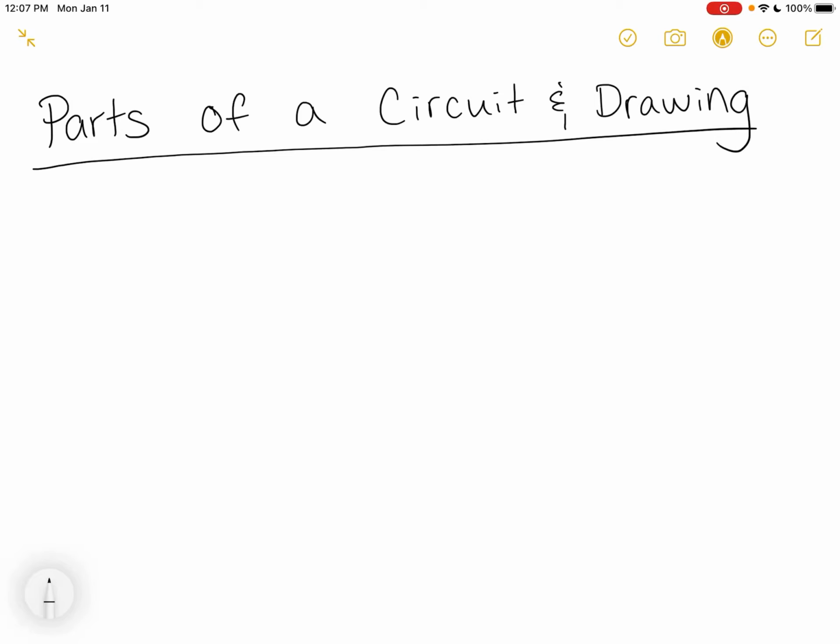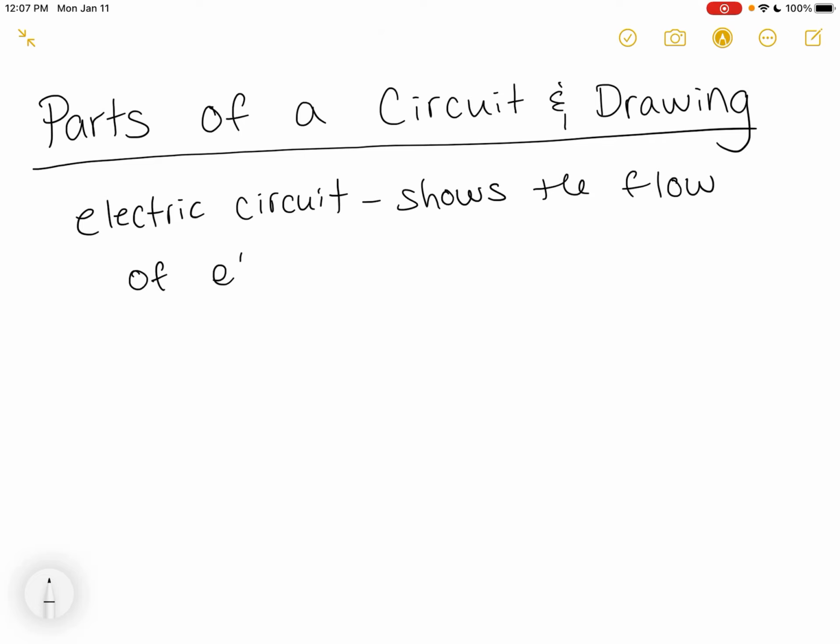So in this video lesson, we're going to have a look at the different parts of a circuit and how we actually draw circuit diagrams. So an electric circuit shows the flow of electricity. Okay. And there are some main parts that every circuit is going to require.